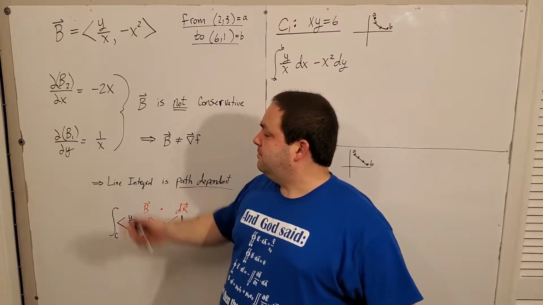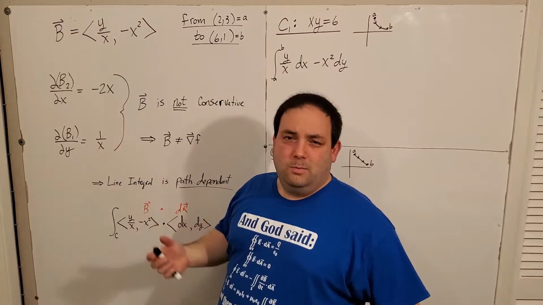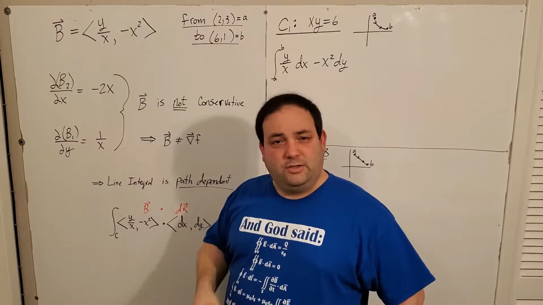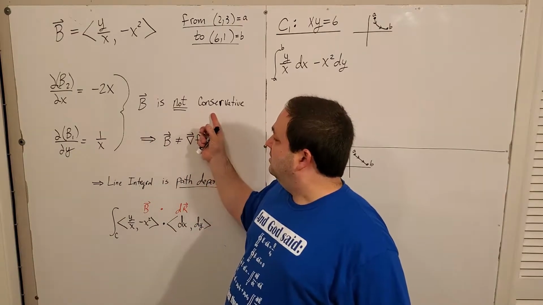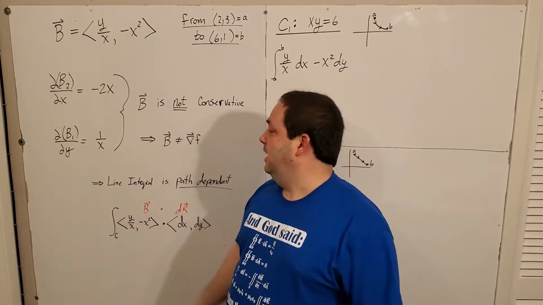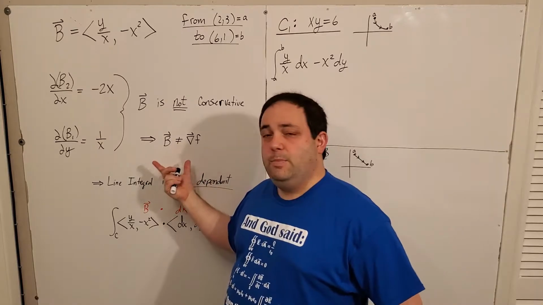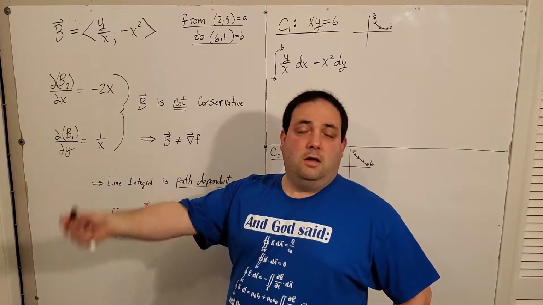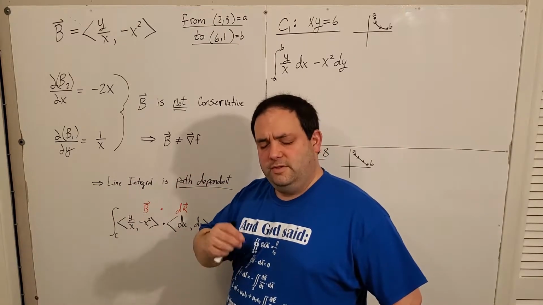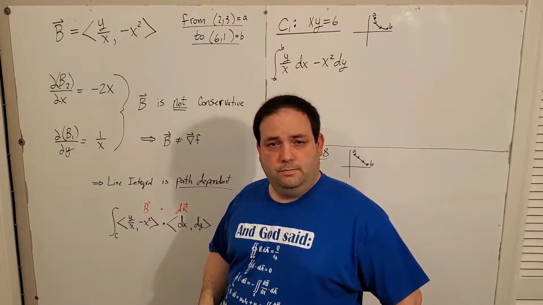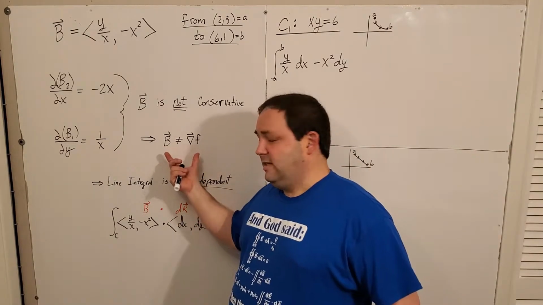Which means, since these two are not equal, then B is not a conservative vector field, right? Not conservative. So what does that imply? It implies that B cannot be written as the gradient of some vector function, some potential function, right? Okay, that's the way gradients work.